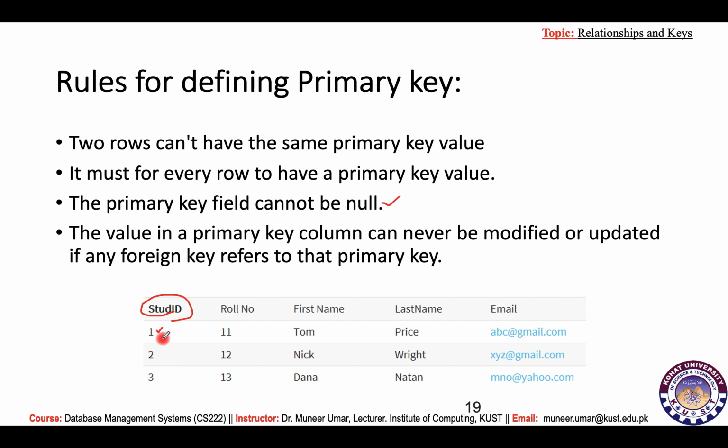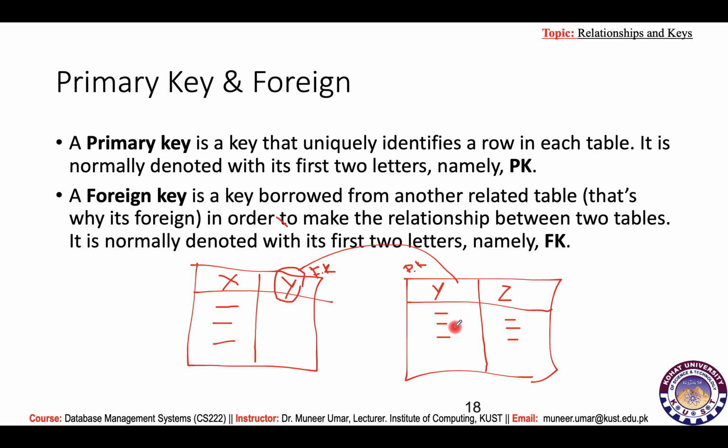Third thing is the primary key value cannot be modified if it is connected with a foreign key. Suppose here we have 5 and here we have 5. So this 5 cannot be changed if this record is connected with this one. So if we change it to 6, what will happen? This link will be broken and we may get some sort of undesired connection among these records of two tables.